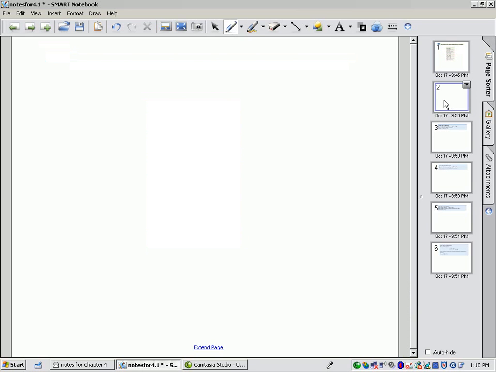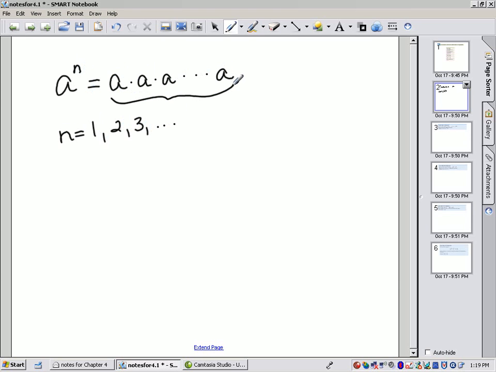So let's talk about recalling the definition of an exponent. If you recall something of the form a to the n, where n is a natural number, which just means that n is equal to 1, 2, 3, and so on, remember that that means a is repeated by multiplication a total of n times. In this expression, a is called the base, and n is called the power or the exponent.